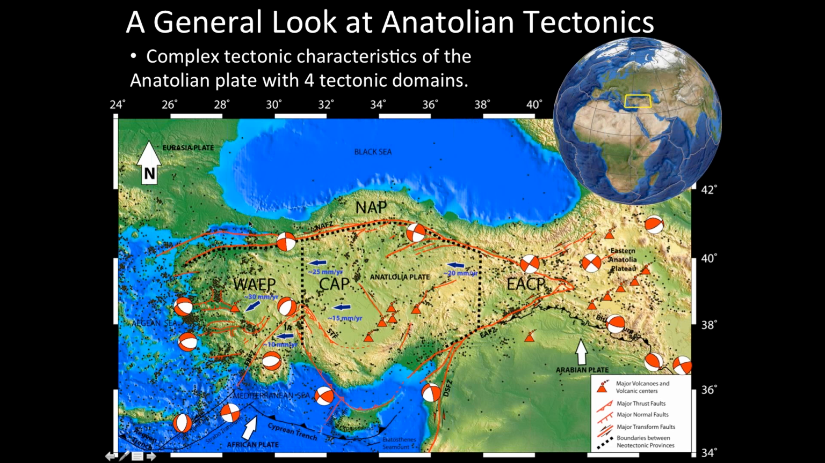Another curious feature of this region is the Cyprus Trench and the Cyprus subduction zone, which is much more dormant compared to the Aegean Trench. And there's not a clear pattern of seismicity associated with it.